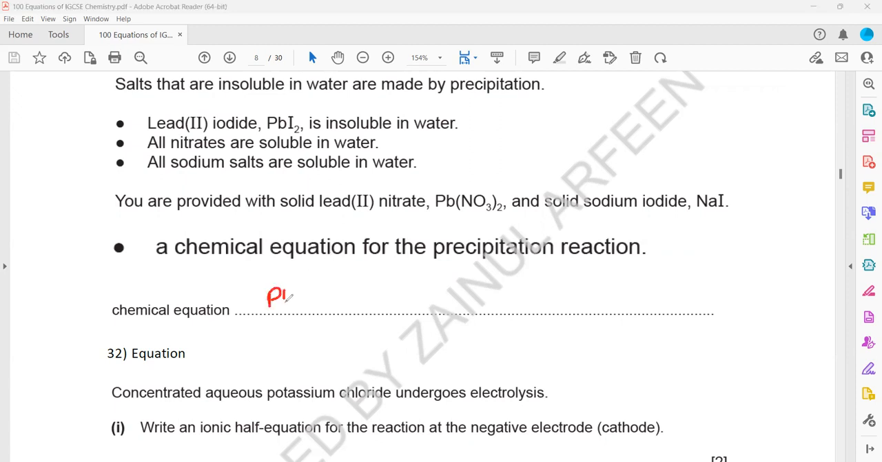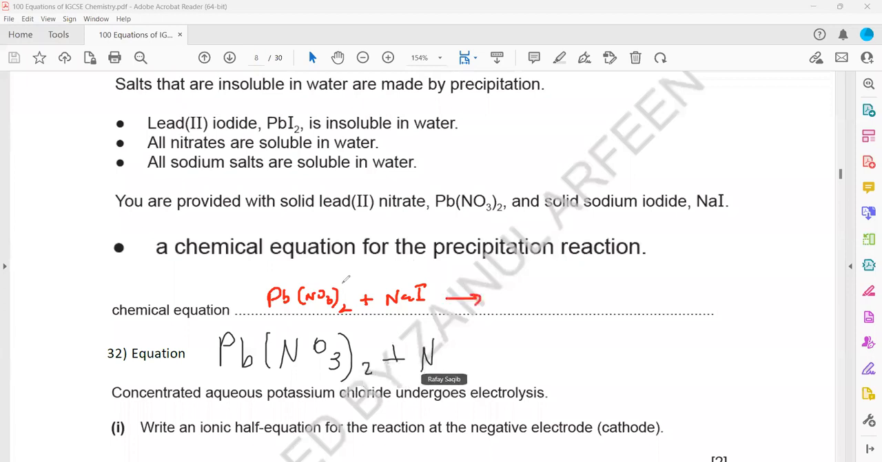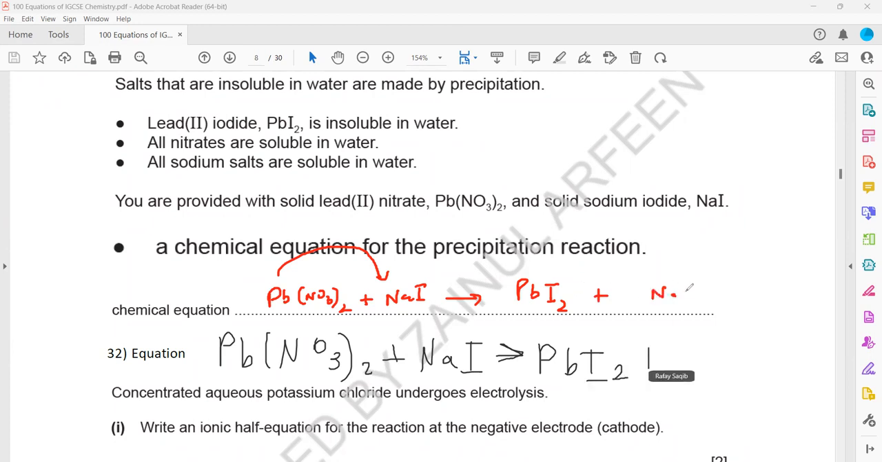So first we have lead nitrate, and lead nitrate is reacting with sodium iodide, NaI. As a result, the lead will take the position of the sodium. So it will form lead(II) iodide, PbI2, because lead is +2 and iodine is group 7, -1, plus sodium nitrate, NaNO3. Because they ask for a chemical equation, we have to write it accordingly and then balance the equation. So this is the balanced equation.